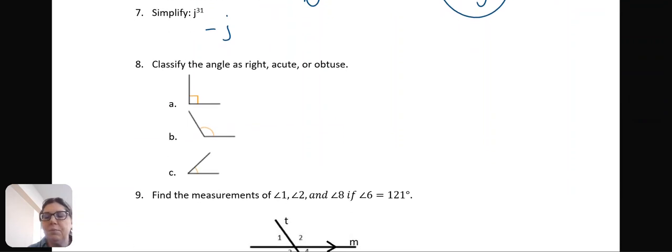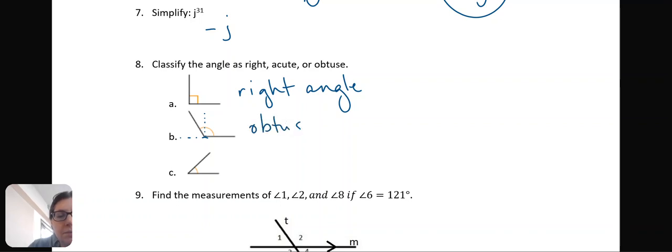So now what we're doing is we're moving into the little bit of geometry that we've covered so far. So here we're just asked, what kind of angles are these? So if we have the little square in the corner of the angle, that is always a right angle. Angles that are bigger than 90 but less than 180 are always obtuse angles. Angles that are less than 90 but bigger than 0 are always acute angles.